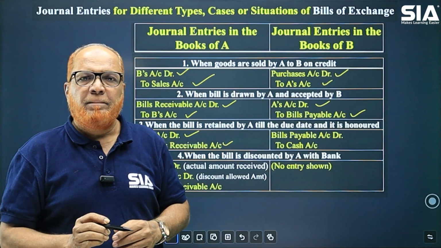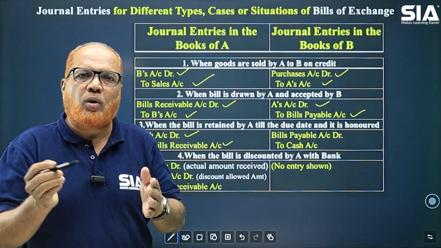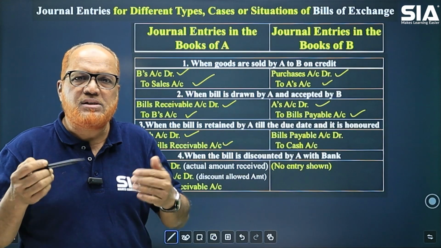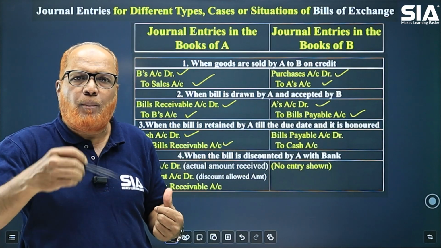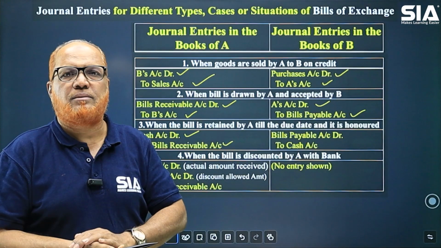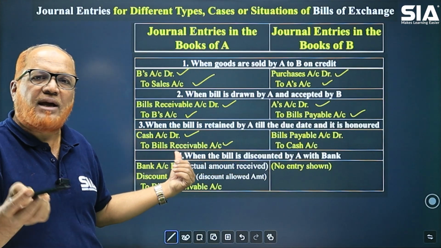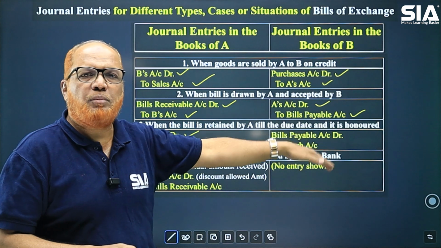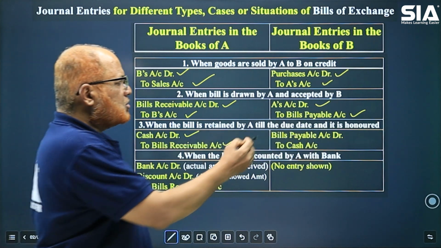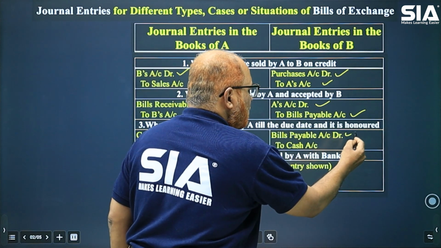Remember one rule: cash account is a real account. Debit what comes in, credit what goes out. If you receive the cash, debit the cash. If you pay the cash, credit the cash. So here cash is being received by A, so he will debit. Cash is paid by B, so it should be credited, right? So bills payable account debtor to cash.